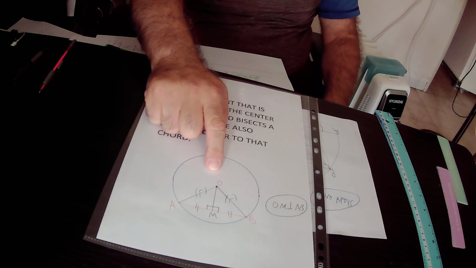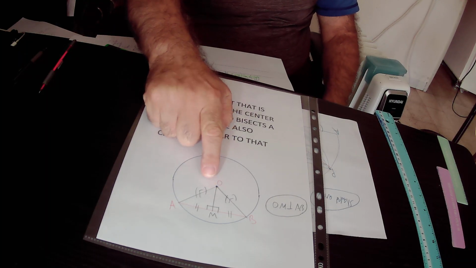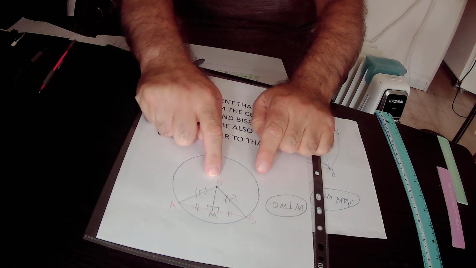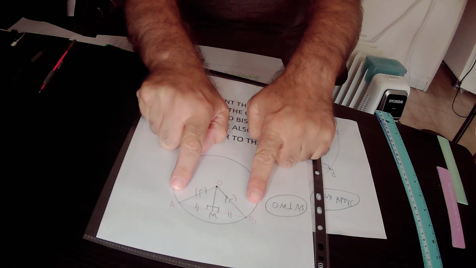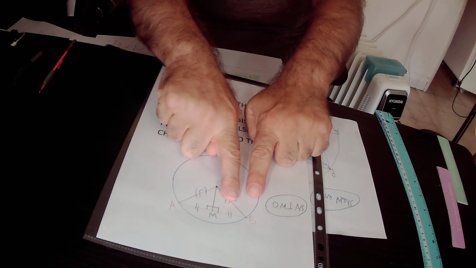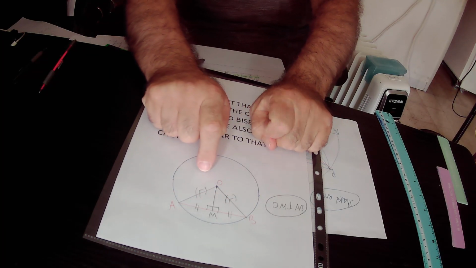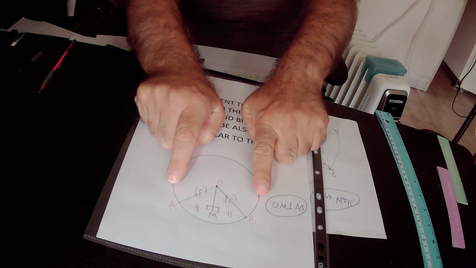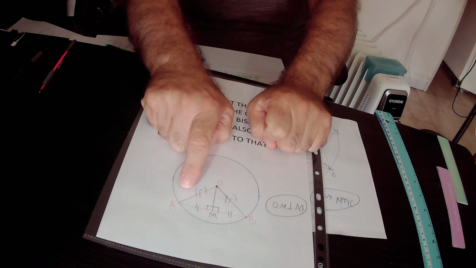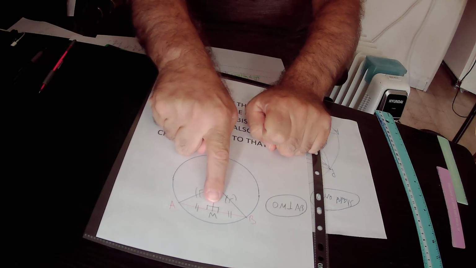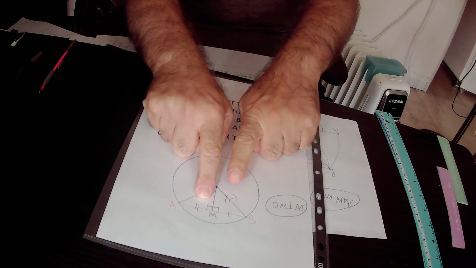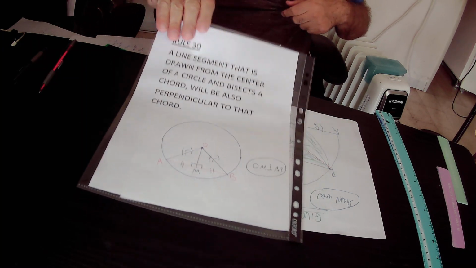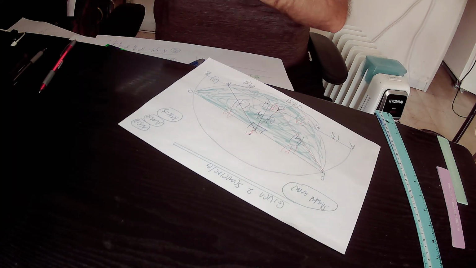In a circle, this is point O, the center of the circle. From point O, we draw line segment OM that bisects chord AB. That is to say, AM equals MB according to our construction. Because OM bisects AB, OM will also be perpendicular to AB. This angle is 90 degrees and this angle is also 90 degrees according to rule 30. We can implement rule 30 in our drawing.